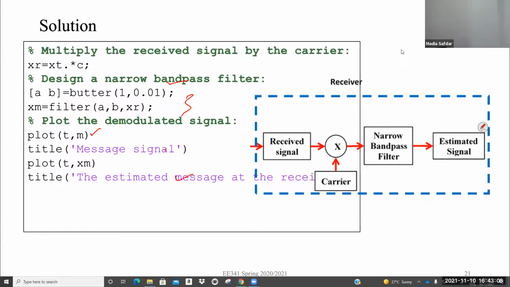Which signal is this one? M, the message. Yes, I will plot the time domain message signal, and then I will plot my estimated signal which I received here, XM. I will try to see if this received signal is almost the same as the message function. Estimated is XM, and this is my original message signal which I generated at the start. So I will compare them.